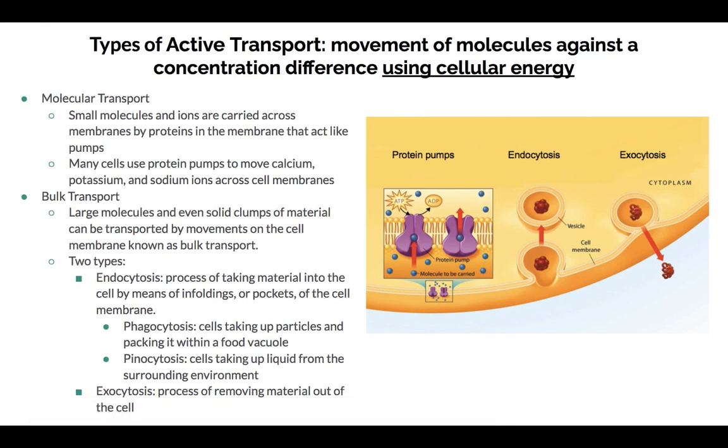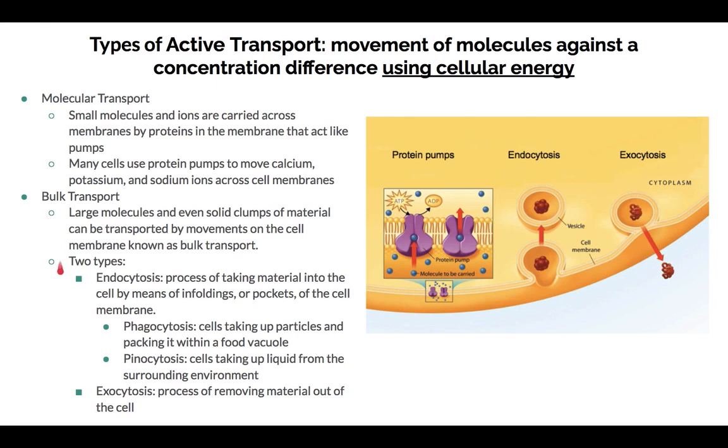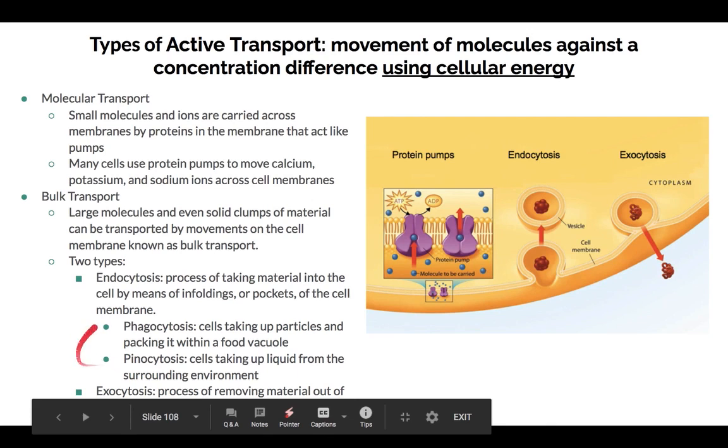Now, on to active transport. Active transport is the movement of molecules against a concentration gradient using cellular energy. There are two types, molecular and bulk transport. For bulk transport, there are two types, endocytosis and exocytosis, and within endocytosis, there are another two types.